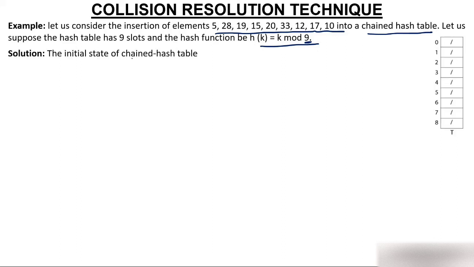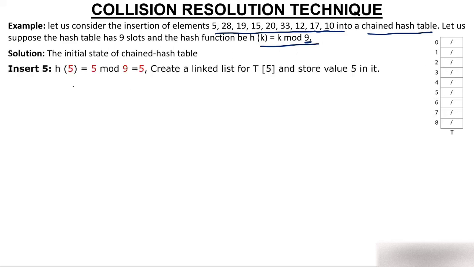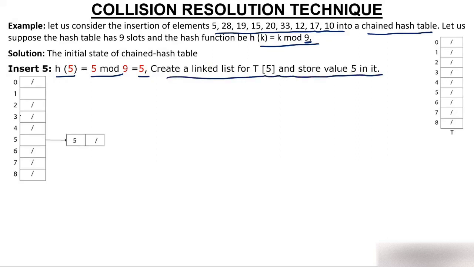The initial state of the chained hash table has no value. Suppose you have to store 5. You apply h(5), and 5 mod 9 is 5. That is, you will create a linked list node to store the value 5. Here you can see that I've created it at the 5th position. Suppose the address of this node is 200, so here it will come 200.